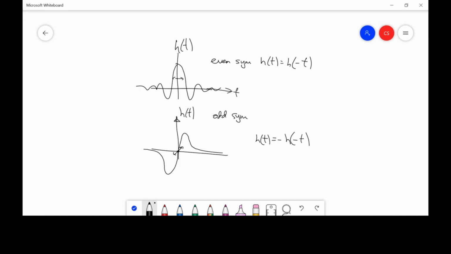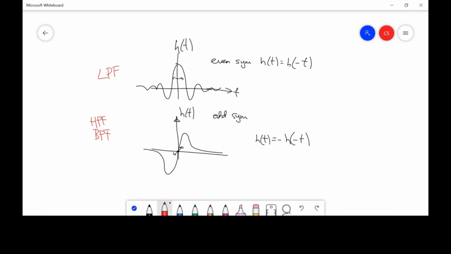Which one? The even symmetric. And why? So this is a low pass filter, and these ones are high pass filters or band pass filters. They have to be. Why? Because the transform of the scene is a rectangular course.